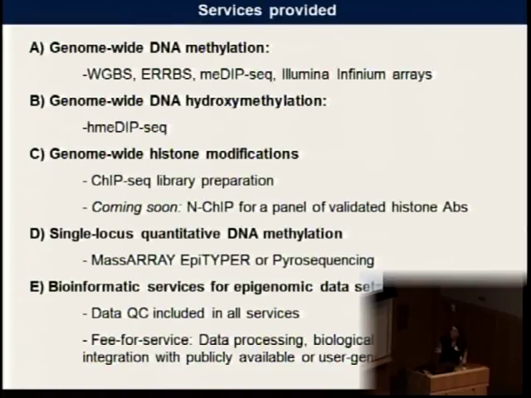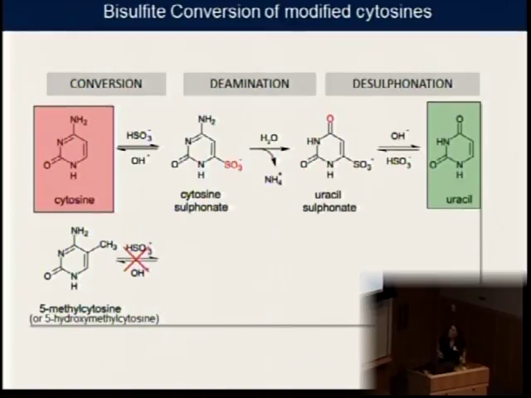As a fee-for-service, though, we will offer data processing, biological comparisons, and even integration with either your own data sets that you may have from previous experiments or publicly available data sets like ENCODE and TCGA. So all of those things will be offered as service through the bioinformatics epigenomics core.